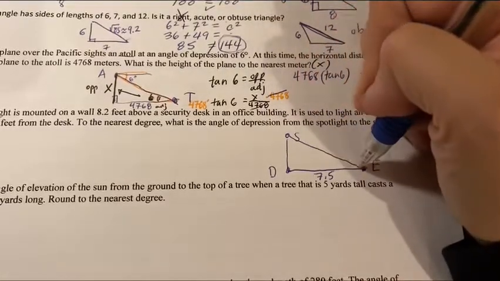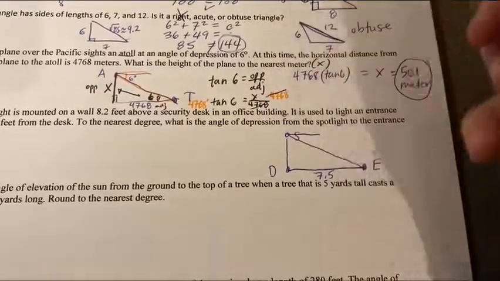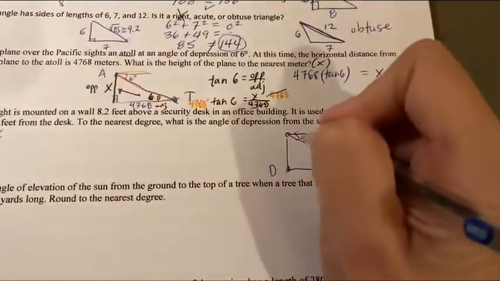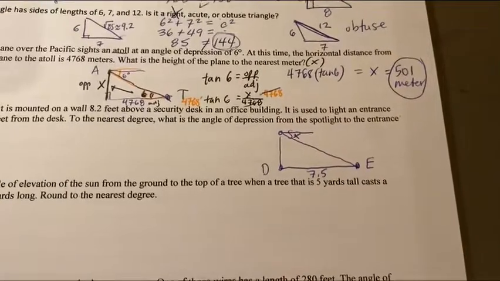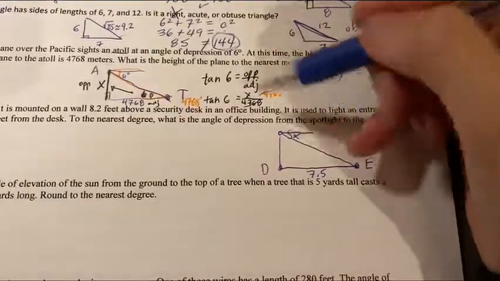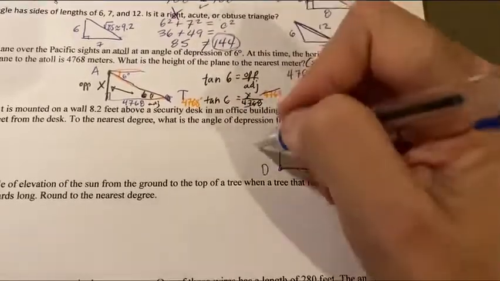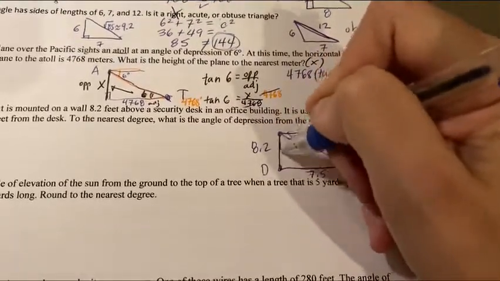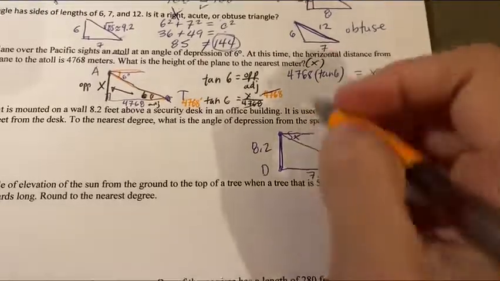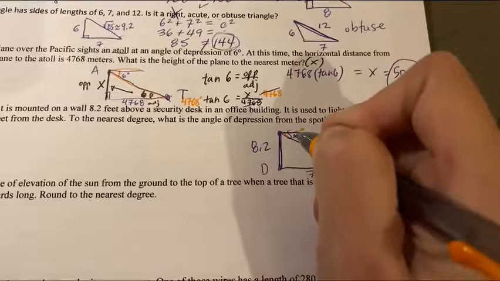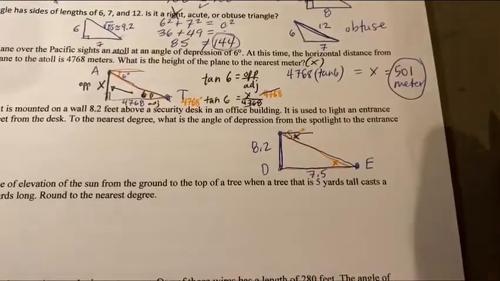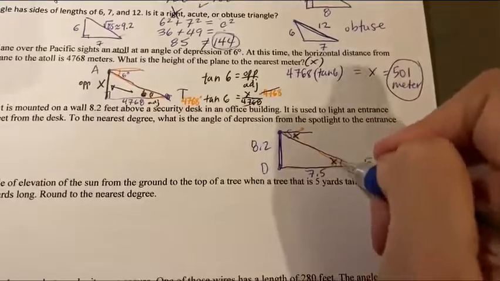So if the spotlight is pointed down at the entrance, I'm solving for the angle of depression. So I have to make this x. What else? I didn't put this 8.2 anywhere. So it says the spotlight is mounted 8.2 feet above the desk, right? So if you see this angle of depression, if that's x, this would also be x. Okay, so our angle of reference is x.